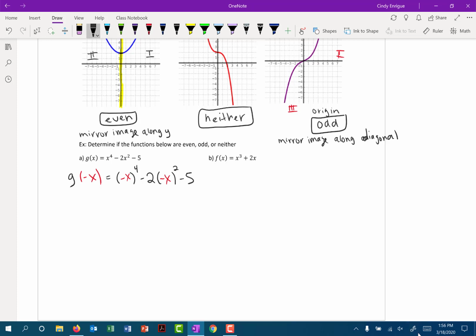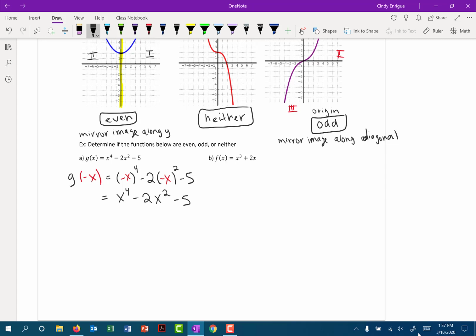Let's see what happens. So here, 4 and a negative. So negative times a negative times a negative times a negative. That's a negative 4 times. So that's going to be positive. So I have a positive x to the 4th. Here I have a square. So negative times a negative is a positive. So I still have a negative 2, and now that's a positive x squared. And now I still have a negative 5.